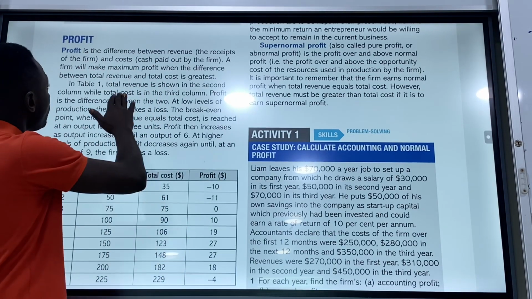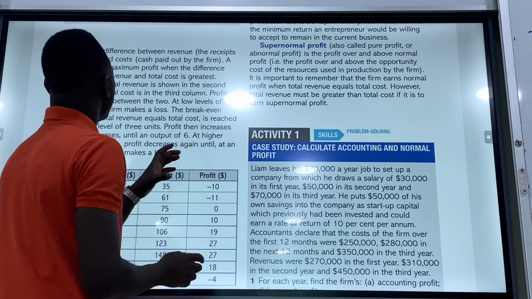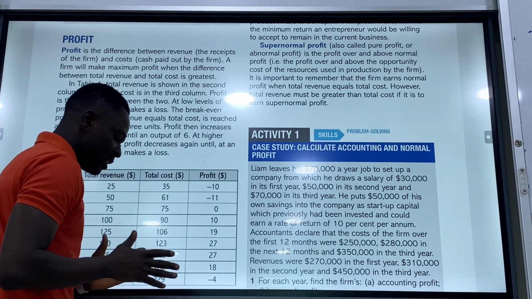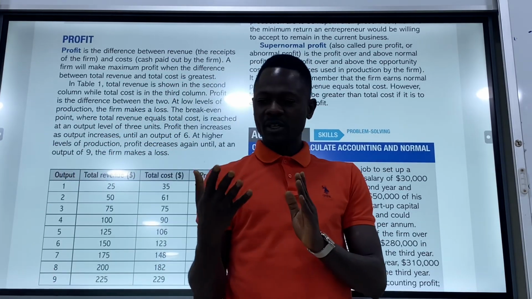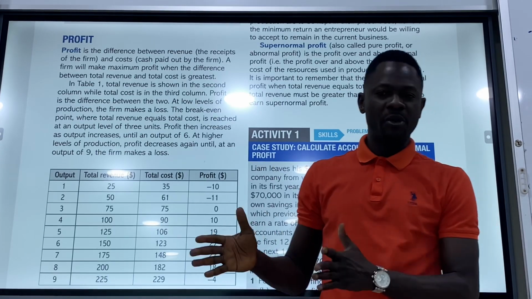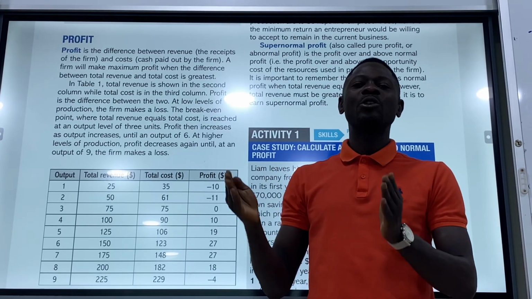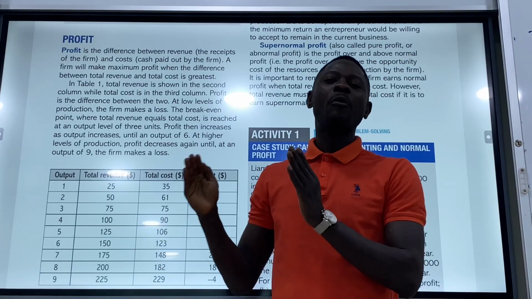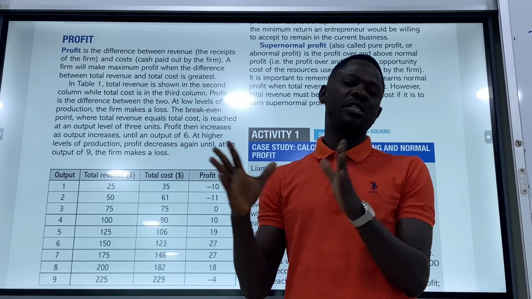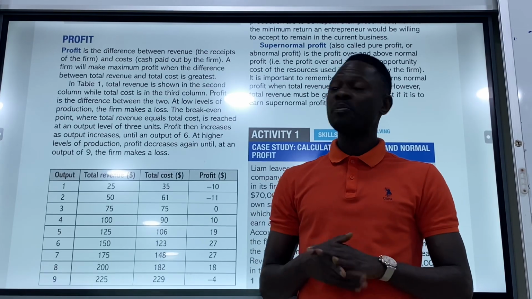So a firm will make maximum profit when the difference between the total revenue and total cost is greatest. Now, we are moving forward by talking about maximum profit. When it is maximum profit, it is not just profit. Maximum profit simply means that your total revenue exceeds your total cost at the greatest opportunity. That means you are able to make the highest possible profit within the industry. That is what maximum profit is.